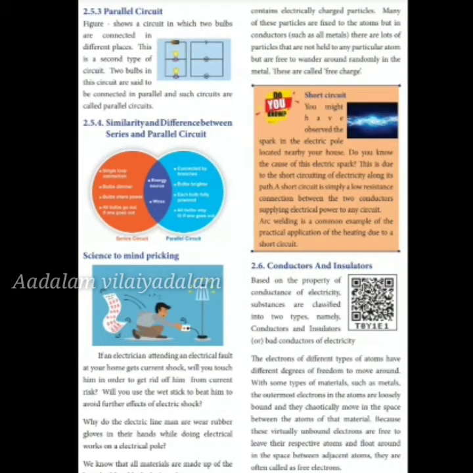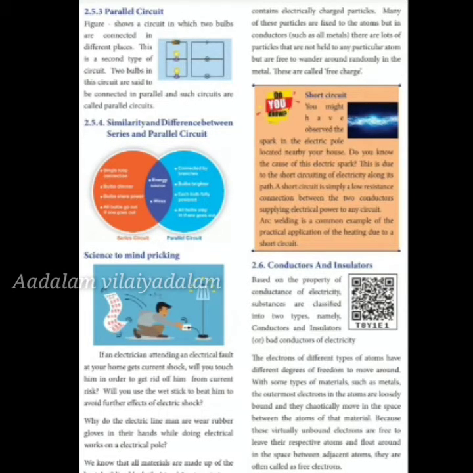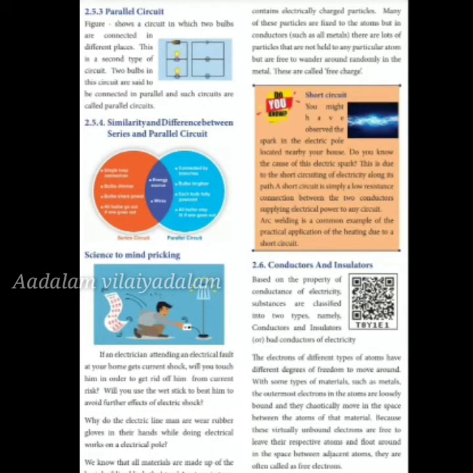Here you can see the similarities between series and parallel circuits. Now you will see what conductors and insulators are. We know that all materials are made up of the basic building block, the atom. An atom in turn contains electrically charged particles. Many of these particles are fixed to the atoms, but in conductors such as all metals, there are a lot of particles that are not tied to any particular atom but are free to wander around randomly in the metal. These are called free charges.